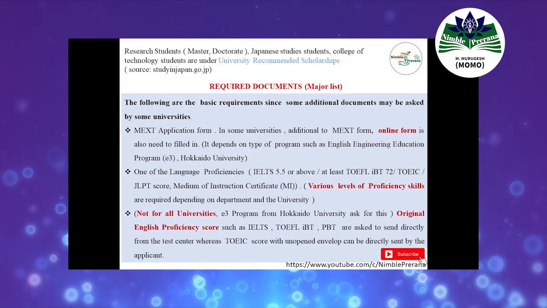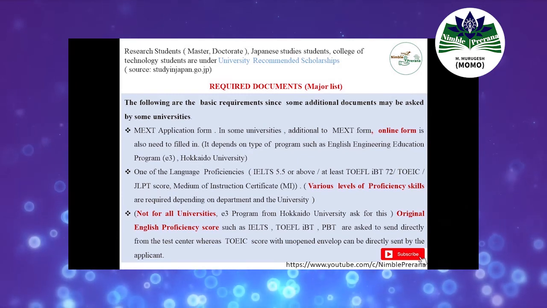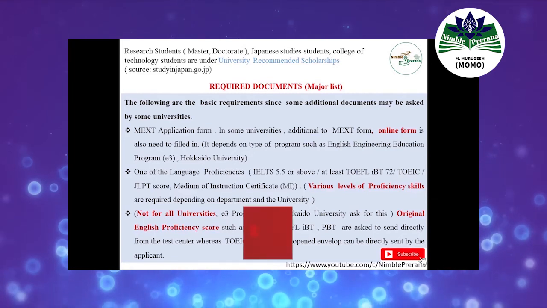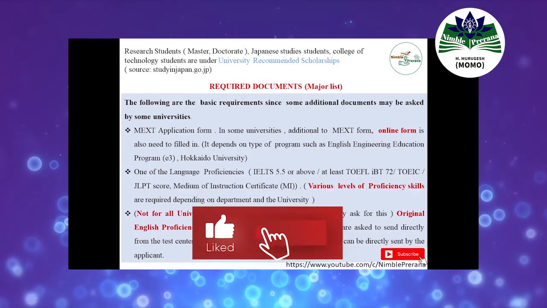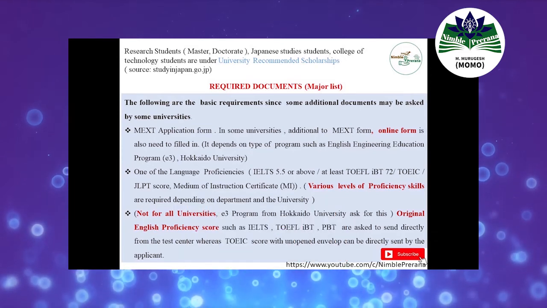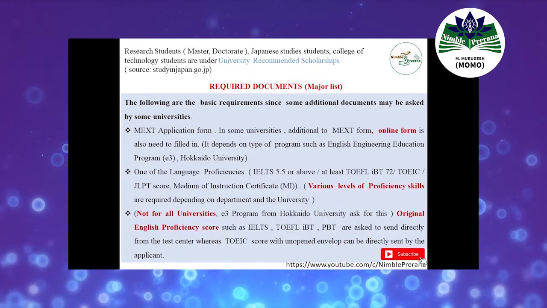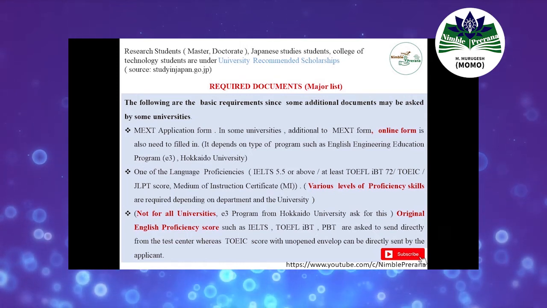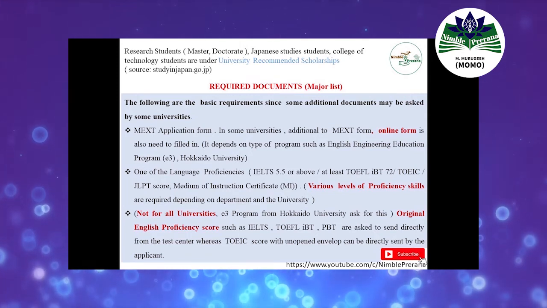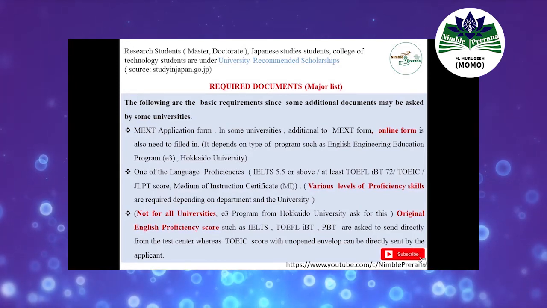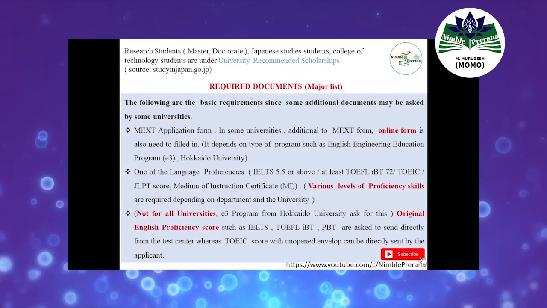So I searched for websites about the university recommended scholarship. They are given to research students, master, doctorate, and also Japanese study students, and also College of Technology students. I prepared some of the basic requirements for the MEXT. However, the additional documents required may differ from one university to another. So this is my general requirements.